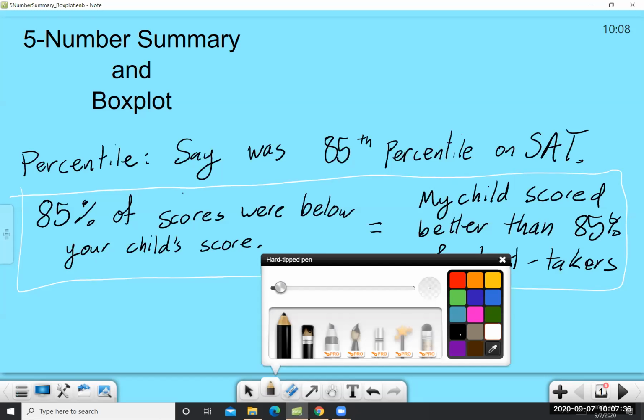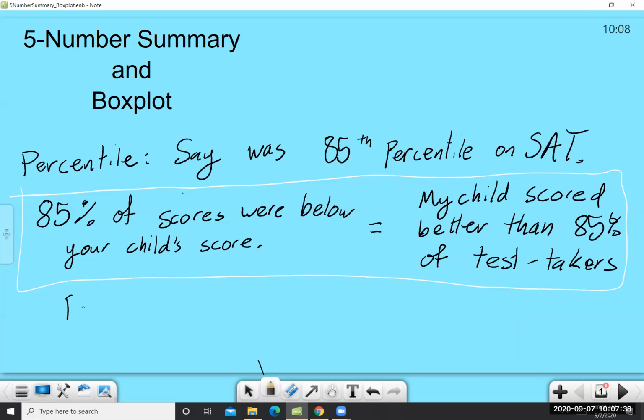So here's the symbol. If I want to talk about the 85th percentile, I'm just going to use P sub 85. This is the 85th percentile. But for the 5-number summary, we are actually most interested in P25, which is the 25th percentile, P50, the 50th percentile, and P75, the 75th percentile. That's what I'm actually interested in for the 5-number summary.